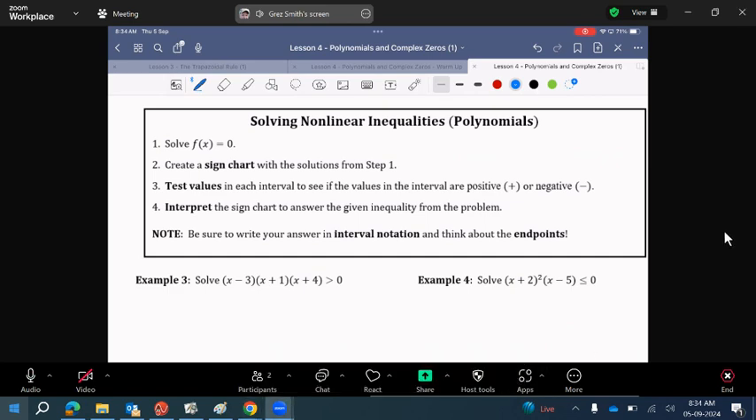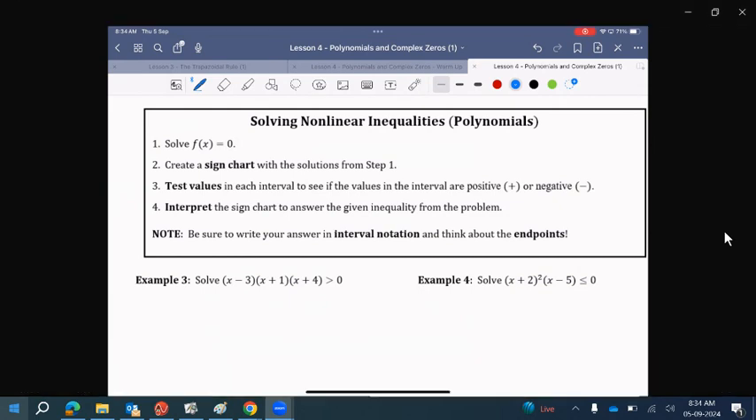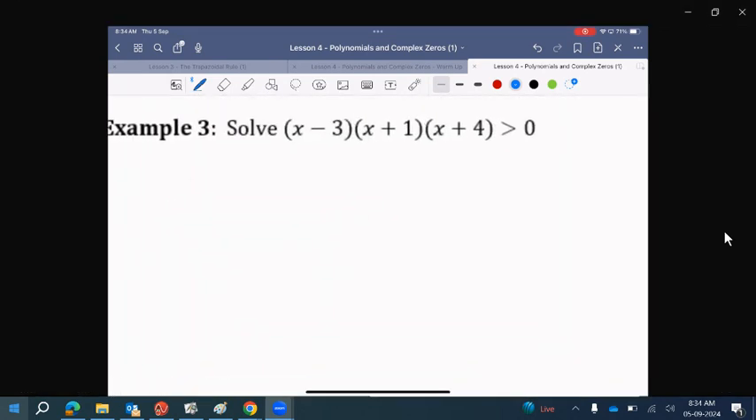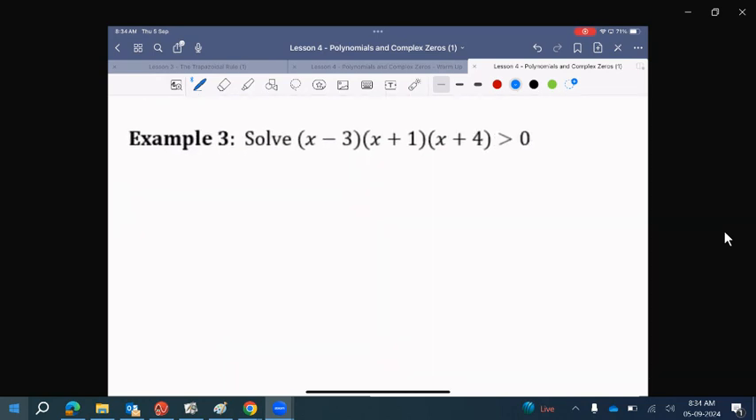All right, here we are, we're back. So, solving non-linear inequalities. I'm going to do this one as an example for you. Example 3. The first thing we want to do for this one is identify what the roots are. Who can tell me what the roots of this are going to be? Let me take Sam, please. 3, minus 1 and minus 4.